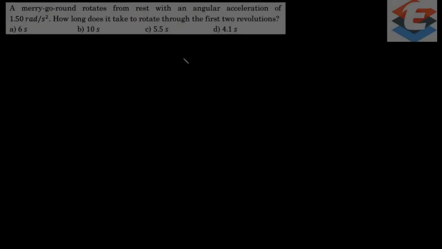Okay. So let us continue with the next question from circular motion. A merry-go-round rotates from rest. So they given that it is at rest. See, we are dealing with circular motion, so since it is at rest, linear velocity is also zero, and similarly initial angular velocity is zero because they given that it is at rest, right? With an angular acceleration of 1.5 radian per second square.